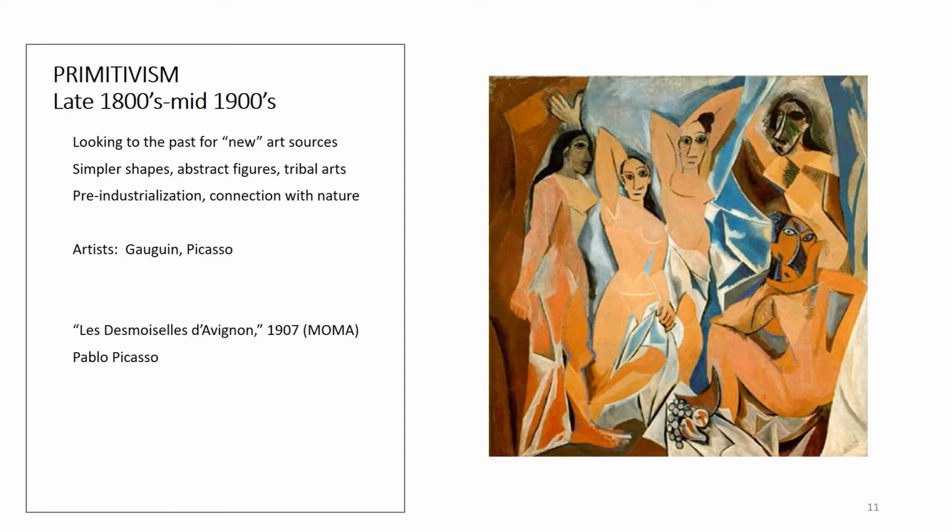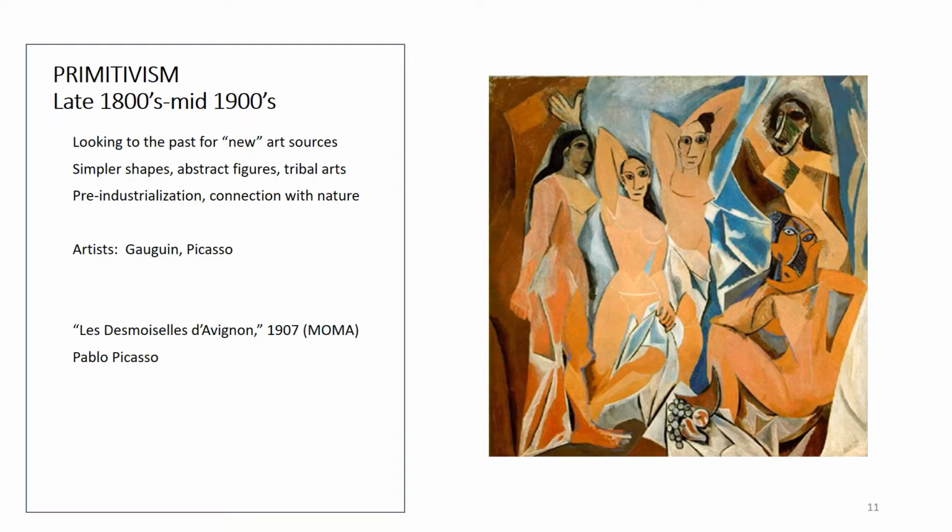Primitivism is an interesting movement that started in the late 1800s and carries through to the mid 1900s. I selected this work by Picasso because it was one of his best known and certainly his first well-known masterpiece, Les Demoiselles d'Avignon, done in 1907, also hanging in MoMA in New York. This shows a set of 5 women, but not women that we would ever see in this particular configuration, right? They're nude, and some of them have these mask-like qualities to their faces.